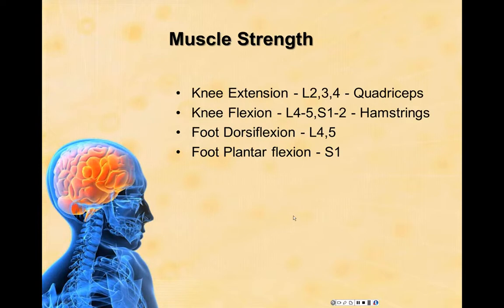You'll also be testing for knee extension and knee flexion, and those are evaluating the L2, 3, 4, and L4, 5, both the quadriceps and hamstring muscles, foot dorsiflexion, and foot plantar flexion. Dorsiflexion is L4, 5, and plantar flexion is S1.